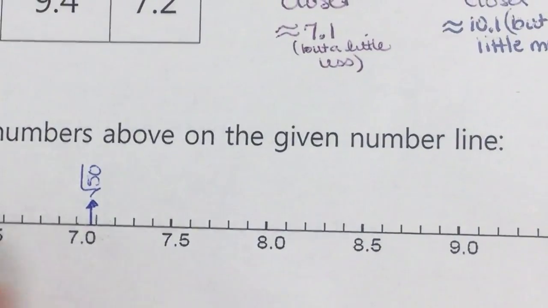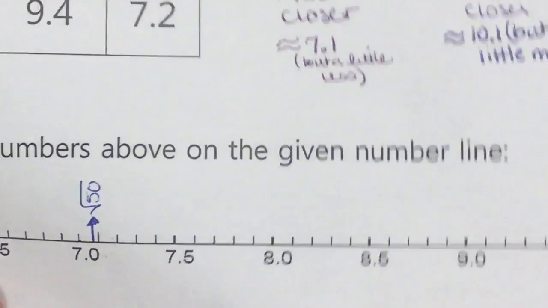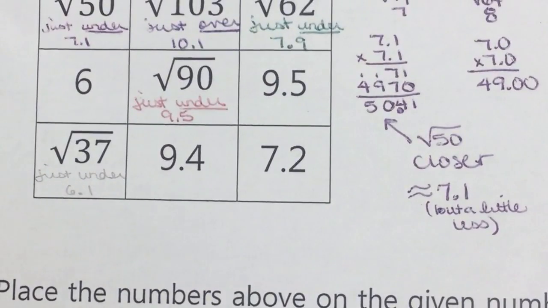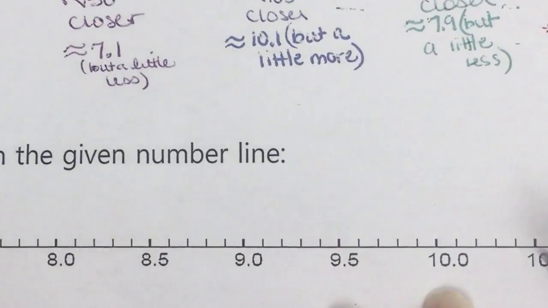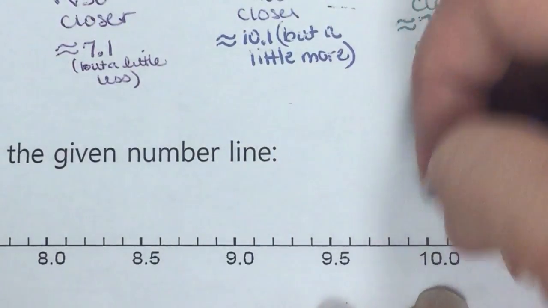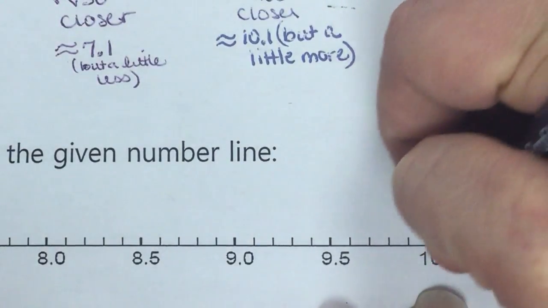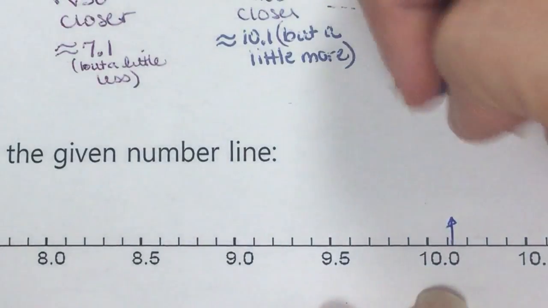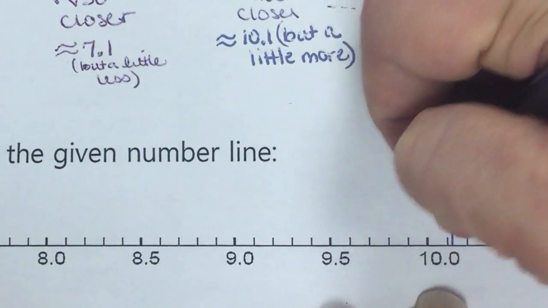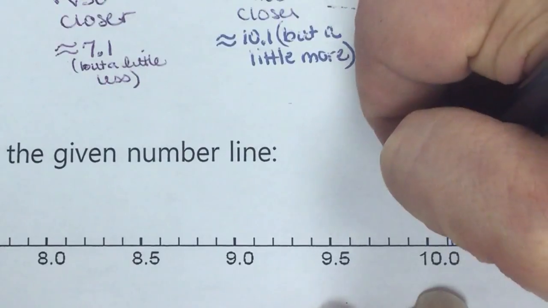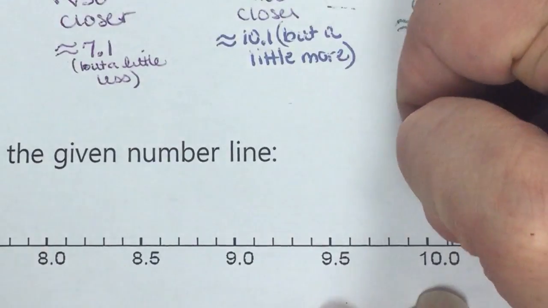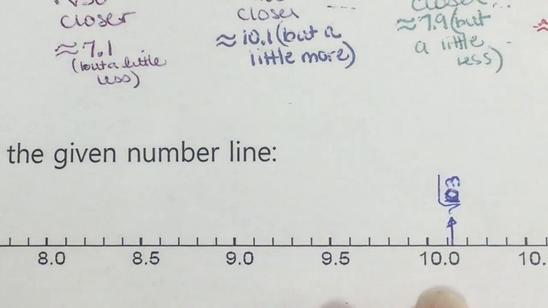So let's continue placing these numbers now. The square root of 103, we said, was just over the 10.1. So let's find 10.1. Here's 10, 10.1, and it should be just over that mark. And again, we always put it back into our original form. Okay, so you guys can go ahead and place these on the number line if you haven't already done so, and then we will continue on.